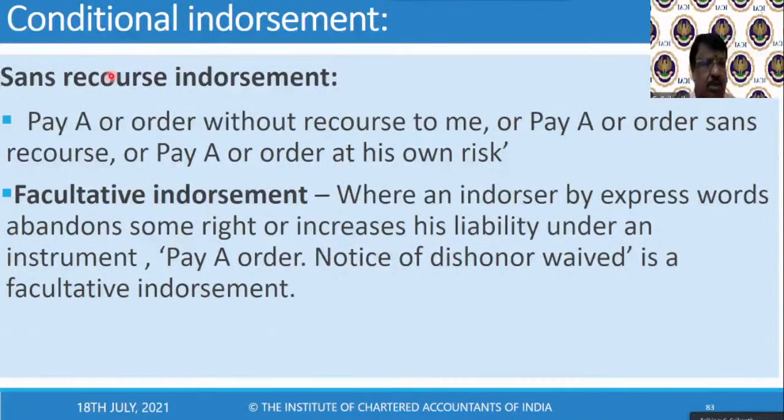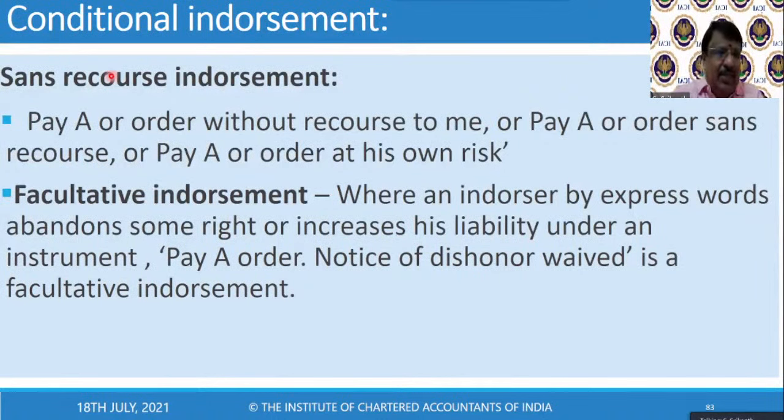Okay. So at the time of endorsement, see, the bill is payable to X. Now X is endorsing it to A. So he is writing, pay A or order without recourse to me. Means what? Suppose it goes to A, A endorses it, goes to B, who is the holder in due course now. Whatever it is, B cannot sue X. Why? Because X has endorsed it sans recours, without recourse to me. Okay, don't come to me. It is at your own risk. Pay A or order at his own risk.